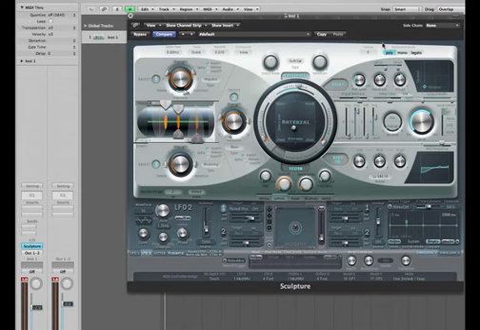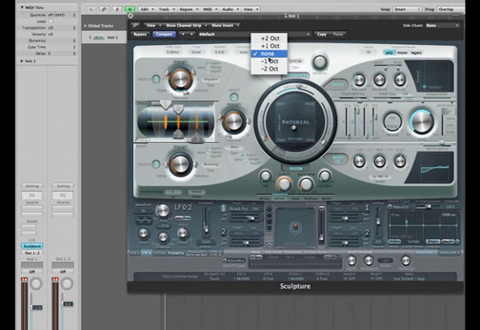Polyphonic, mono, or legato? I can play chords in poly mode, whereas single note performances are possible both in mono and legato mode. Back in poly mode, I can increase polyphony up to a maximum of 16 voices.